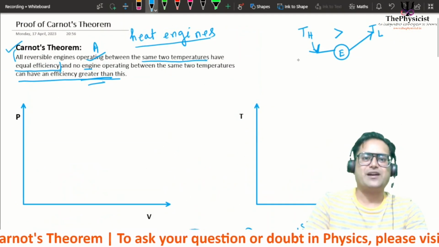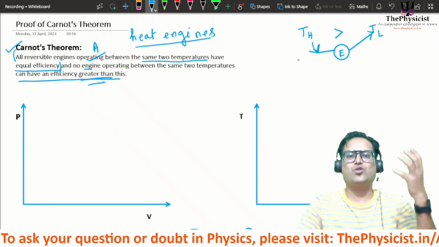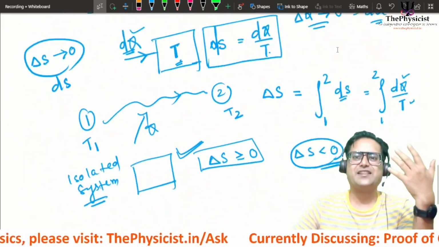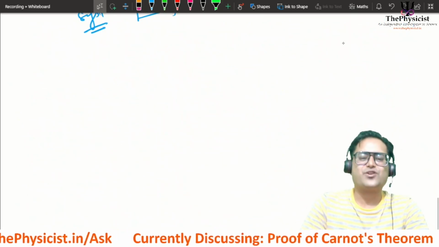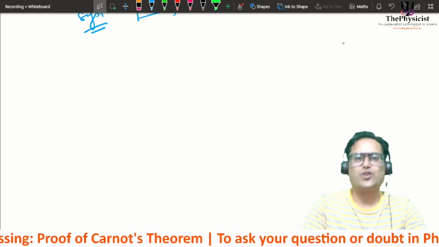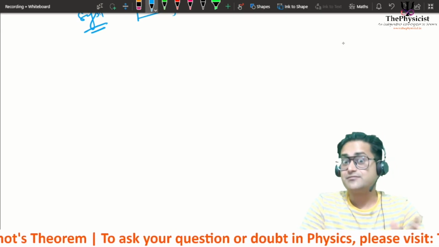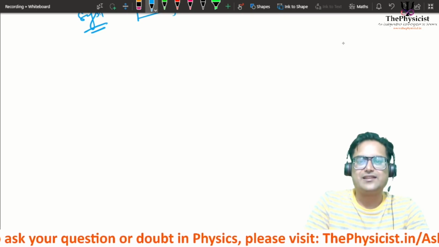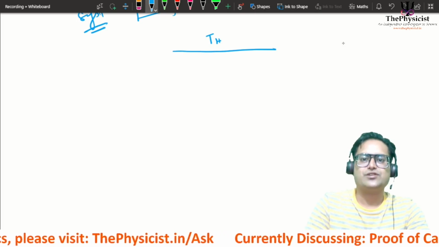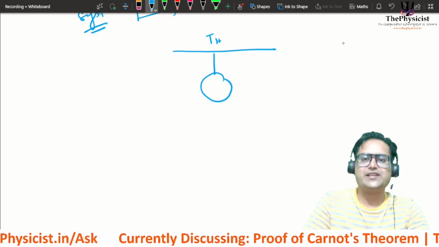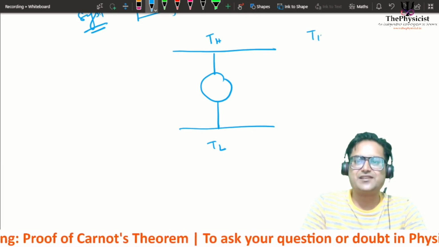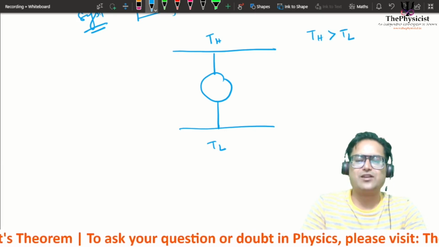Now from that we will prove the second part, that no engine operating between the same two temperatures can have an efficiency greater than the ideal efficiency. So first of all, let's understand how the ideal efficiency is defined and prove why no engine can be more efficient than this. Again, let's suppose I have a heat engine operating between TH and TL, where of course TH has to be greater than TL, H is high, L is low.